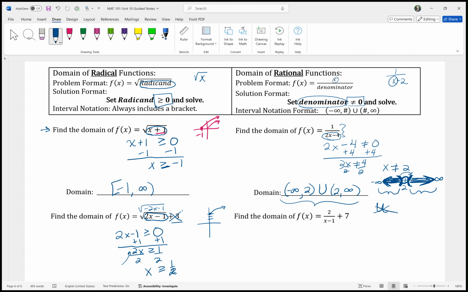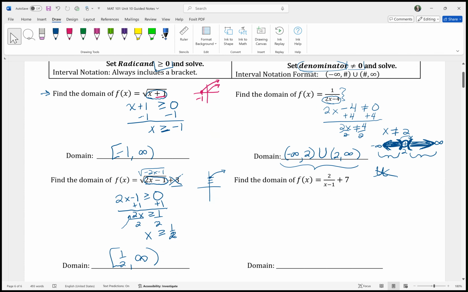Let's look at the one below this. The one below it has an extra little thing on here, the plus 7 out here. This is kind of the same idea as the one on the other side, the radical that had a plus number. Again, this can be plus or minus, it really doesn't matter. That is moving it either up or down, and that is affecting the range, not the domain. We only care about domain for this problem, so we really only care about the denominator.